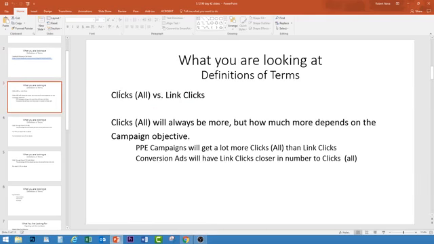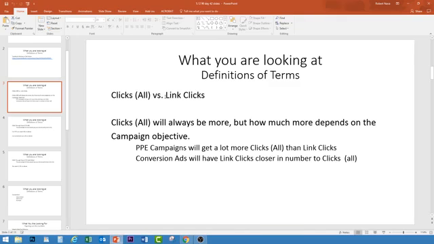So next slide. These are the definitions, or the first definition that I want to talk about today. Definitions and terms: the difference between link clicks and clicks. There's clicks all and link clicks, right? We want you to know the difference between these two, because when you're looking at your reporting, somebody might say, what's your click-through rate for your link clicks? And we're going to talk about what click-through rate is in a minute.